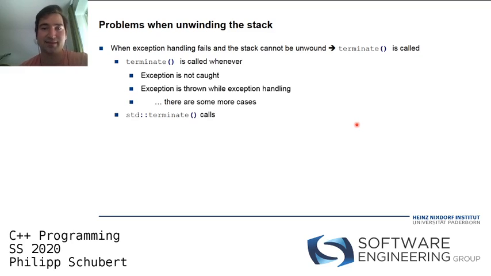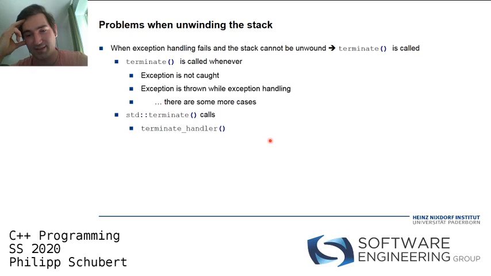And there are some more cases. And what does terminate do? Terminate calls a terminate handler. So that's a special function which is called, which does some maybe last things before the program eventually dies. This might be particularly interesting to fight against data losses.